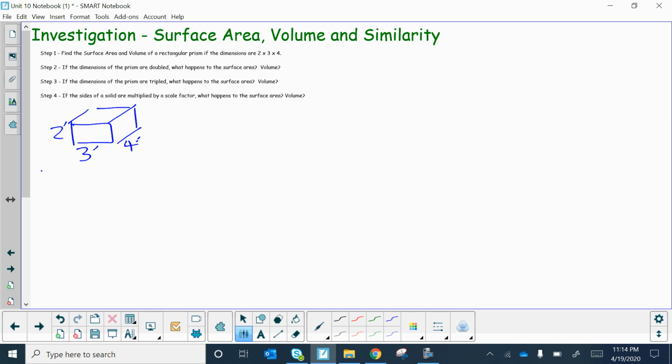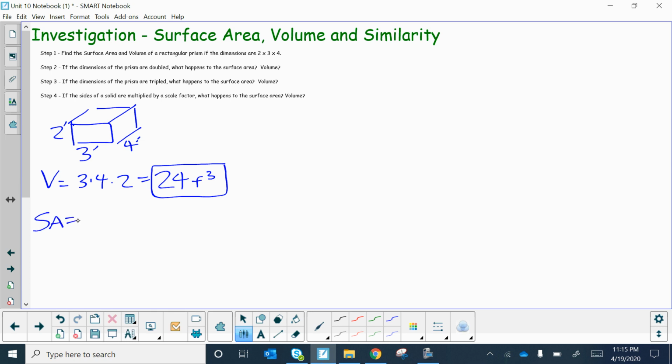Okay, so volume first. The volume is capital B times h, so area of the base, which is 3 times 4, and then times the height, so that's 24 cubic feet. Okay, so there's the volume. Let's now do surface area.